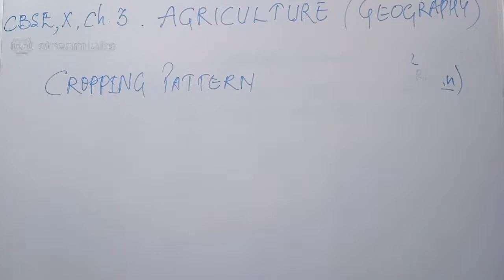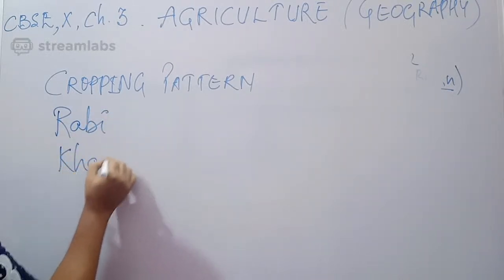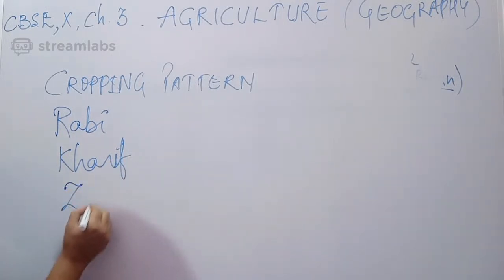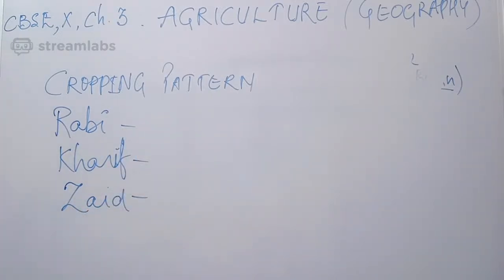The 3 cropping seasons in India. Now let's talk about the 3 cropping seasons. Different arrangements of crops in a farm is called a cropping pattern. Correct. The 3 cropping seasons are, firstly we should talk about the name. The first one is Rabi, then Kharif, and the next one is Zaid, Z-A-I-D. Rabi, Kharif and Zaid.